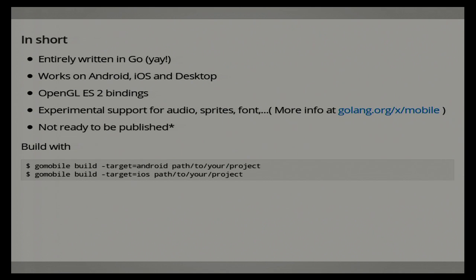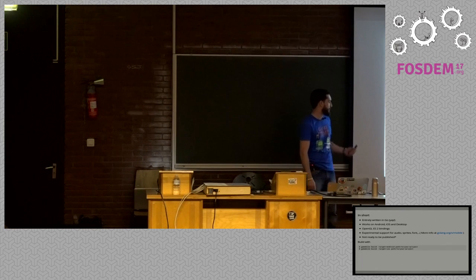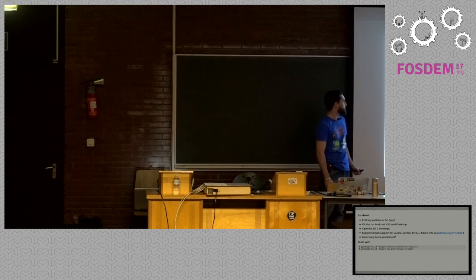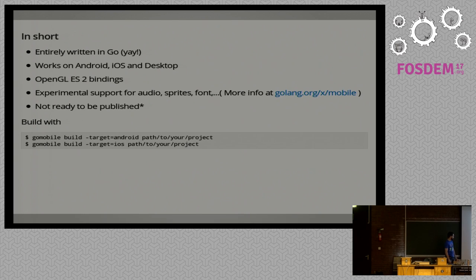Also, check out Android Go, which is a similar project to Gomobile, but a bit different. And I hope that Gomobile in the future lets you make an APK file ready to be published. To make a project with Gomobile build, you specify the target, which is Android or iOS, and the path to your project. And your file will be there.